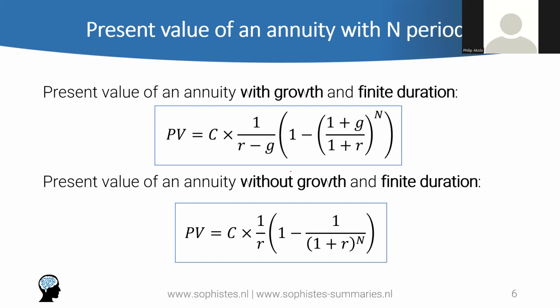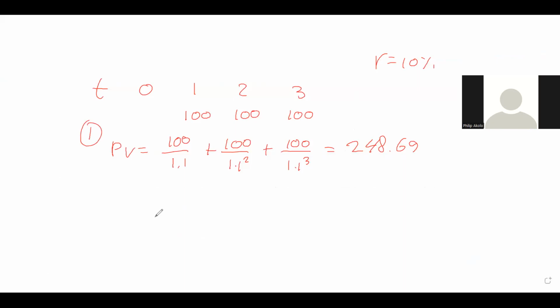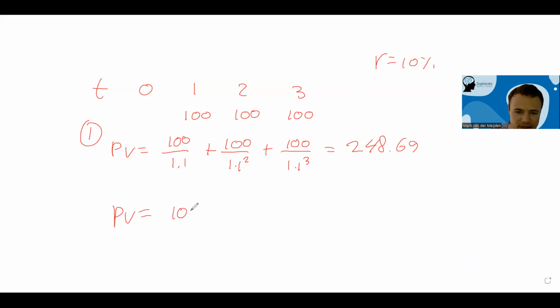So if you look at the formula sheet, you start by writing down the C, and the C is 100 in our case. Then you do times 1 divided by R, which is 0.1. So not 1 plus R, but R. And then 1 minus 1 divided by 1 plus R, which is 1.1, with the power of N. And with N, we mean how many times did you get a cash flow? And we got 3 cash flows here.